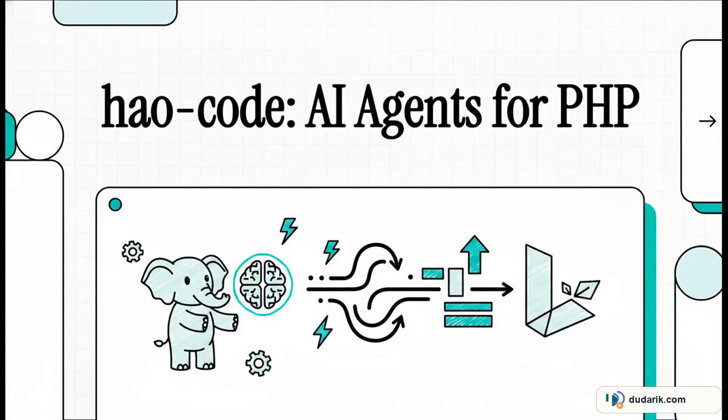So, if you've been watching the AI space at all lately, you already know that AI agents are completely transforming how software engineering gets done. But let's be honest, if your primary language is PHP, you've probably felt a bit left out in the cold on this one. Well, today we are looking at a massive shift. We're exploring a brand new package called hao-code, which is finally bringing those advanced Claude Code-style agentic capabilities directly to PHP and Laravel. Okay, let's dive into this.